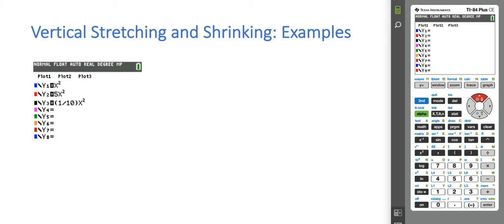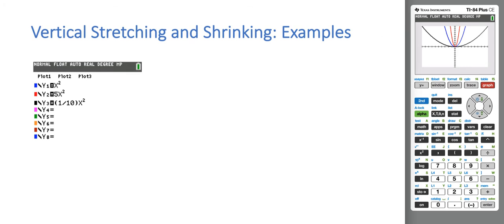So what we're going to do now is talk about vertical stretching and shrinking. Just like I did in the previous screencast, I want you to go to your graphing window and graph these three functions: x squared, 5x squared, and 1 over 10 x squared. You can type them right here in your calculator. Make sure that when you're doing this yourself, you're typing it in exactly the way I have. You have to have the same parentheses, same keys, so that you get the same pictures that I did.